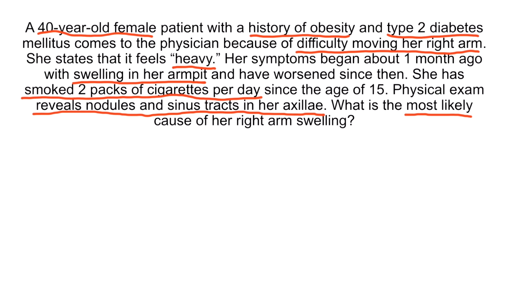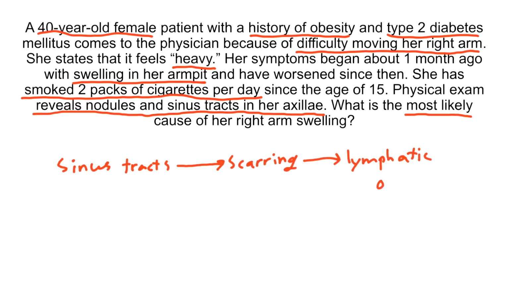Now, this middle-aged lady with obesity, type 2 diabetes mellitus, and an extensive smoking history now presents with right upper extremity swelling, accompanied by nodules and sinus tracts in her axillae. This presentation is consistent with hidradenitis suppurativa. Now, the question asks what the reason for her right arm swelling is. This patient's diagnosis has already led to sinus tract formation, which can result in fibrosis and scarring, leading to the development of lymphatic obstruction. As the lymph accumulates, patients get resultant swelling, heaviness, and decreased mobility in the affected arm. In her case, this is what has probably occurred within her right axilla.